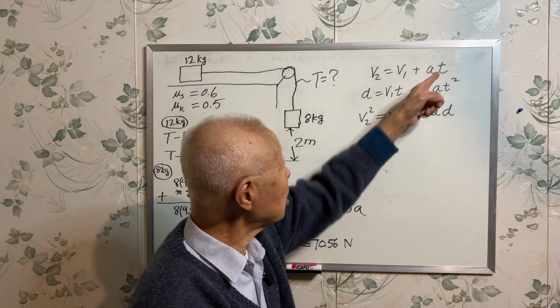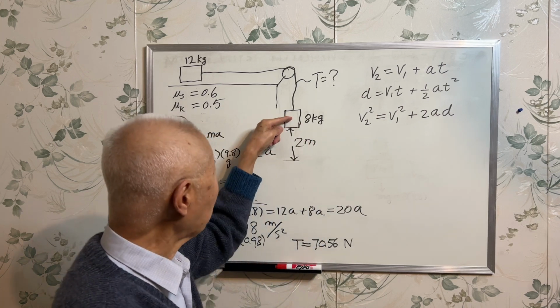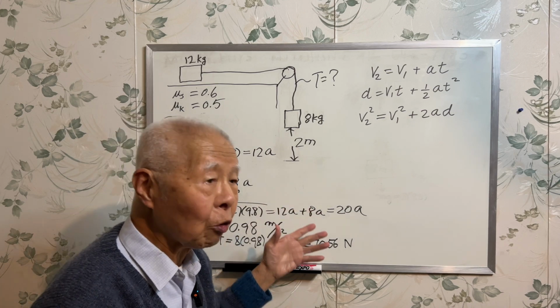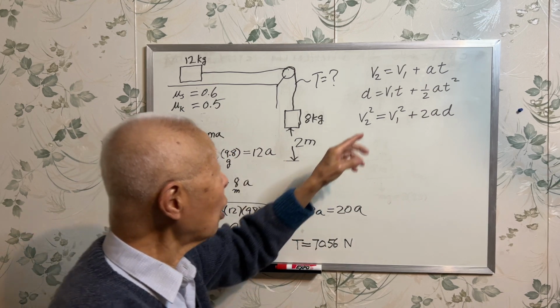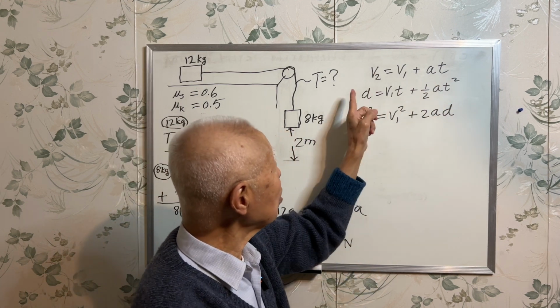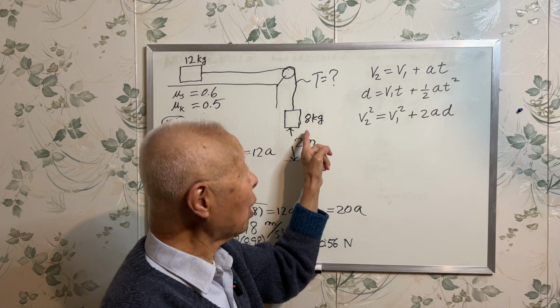What do we know? We know the distance moved is 2 meters. So I know d, I know v1, which is 0 because it starts from rest. So v1 is 0, d is 2. What is v2? I don't want t. T is not given. What is the time it takes from here to here? You don't know. If you want, you have to find it. But because you don't know, you don't want this equation. v1 is 0. It starts from rest.